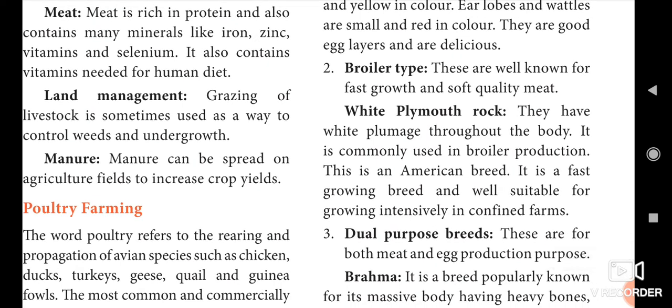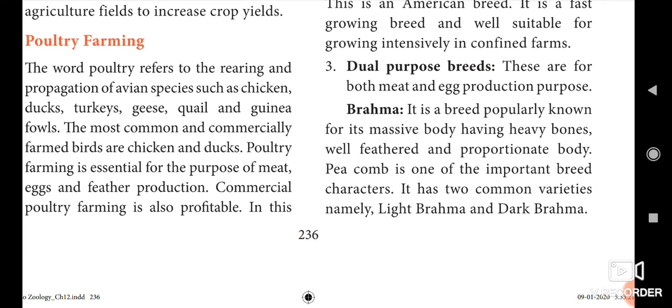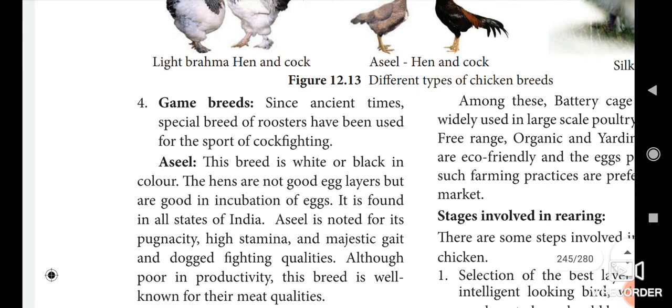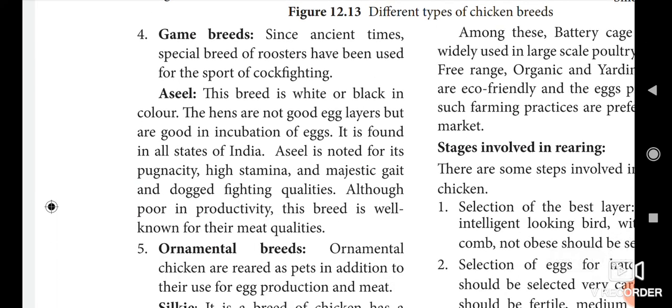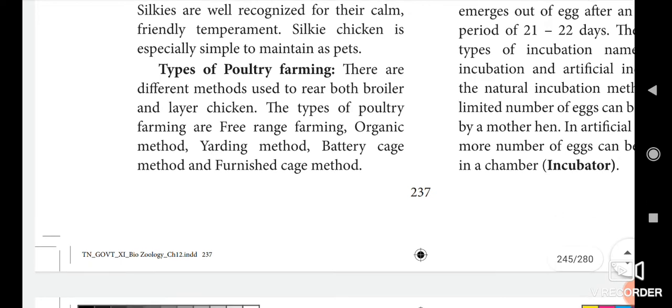Then next we see the broiler type. What is the example for broiler type? White Plymouth Rock. Then dual purpose breed. Dual purpose breed means it is for both meat and egg production, for example Brahma. Next we see the game breed. It is used for the purpose of sports, that is called cock fighting, for example Azil. Then ornamental breed, example Silky.